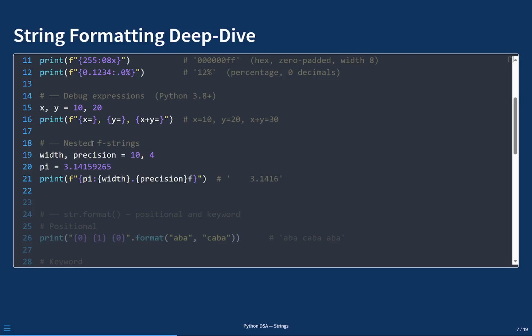Nested f-strings let you compute the format specifier dynamically. f'{pi:{width}.{precision}f}' uses variables for both width and precision. The inner braces are evaluated first.